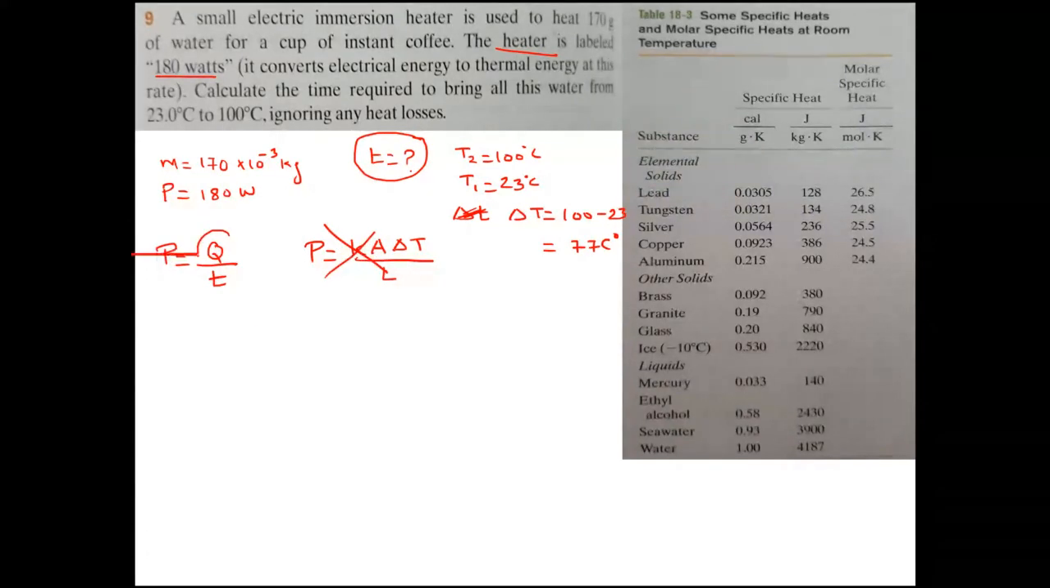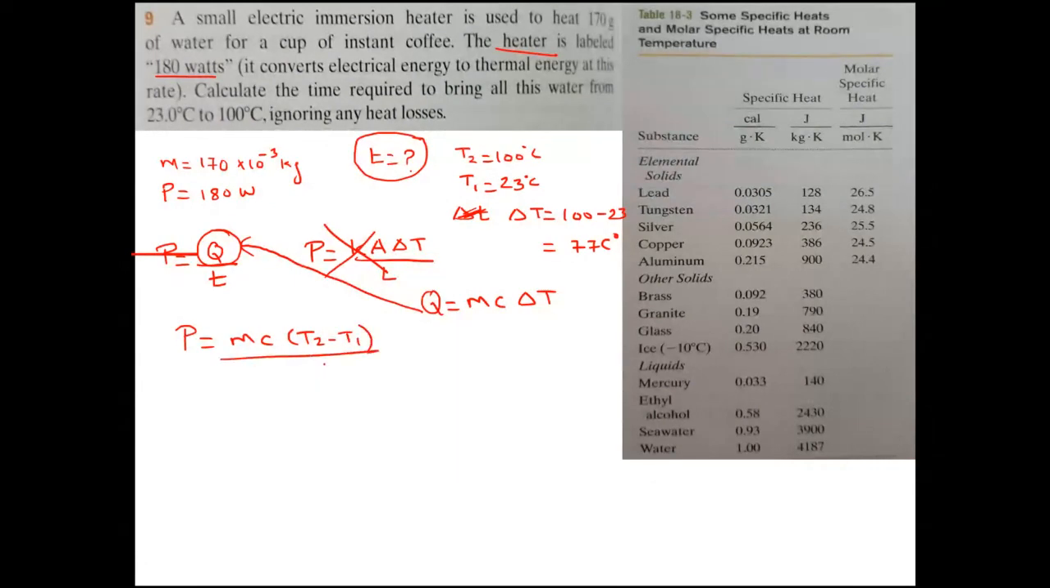And then we have the Q term here. How can we use it? Because we studied the rule Q equal to m c delta T. Am I right? Yes. So I'm going to substitute here. If you substitute, what will you get? P equal to m c delta T over t, that means m c (T2 minus T1) divided by t. So you have to rearrange this equation. Therefore, t equal to m c (T2 minus T1) divided by P. Am I right?